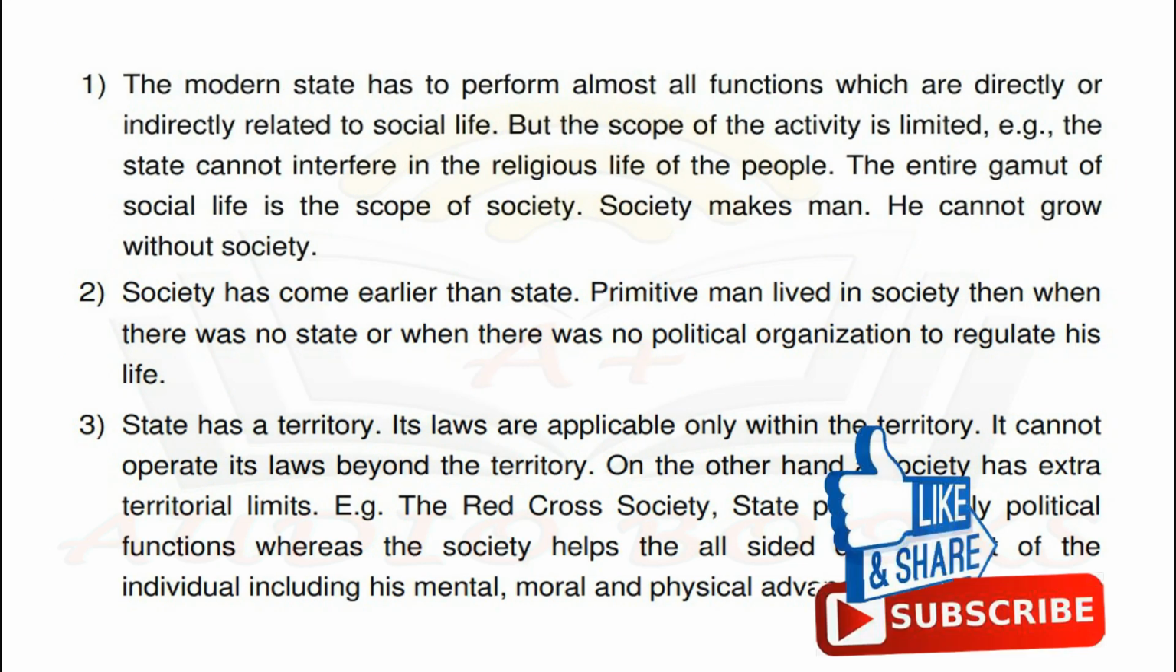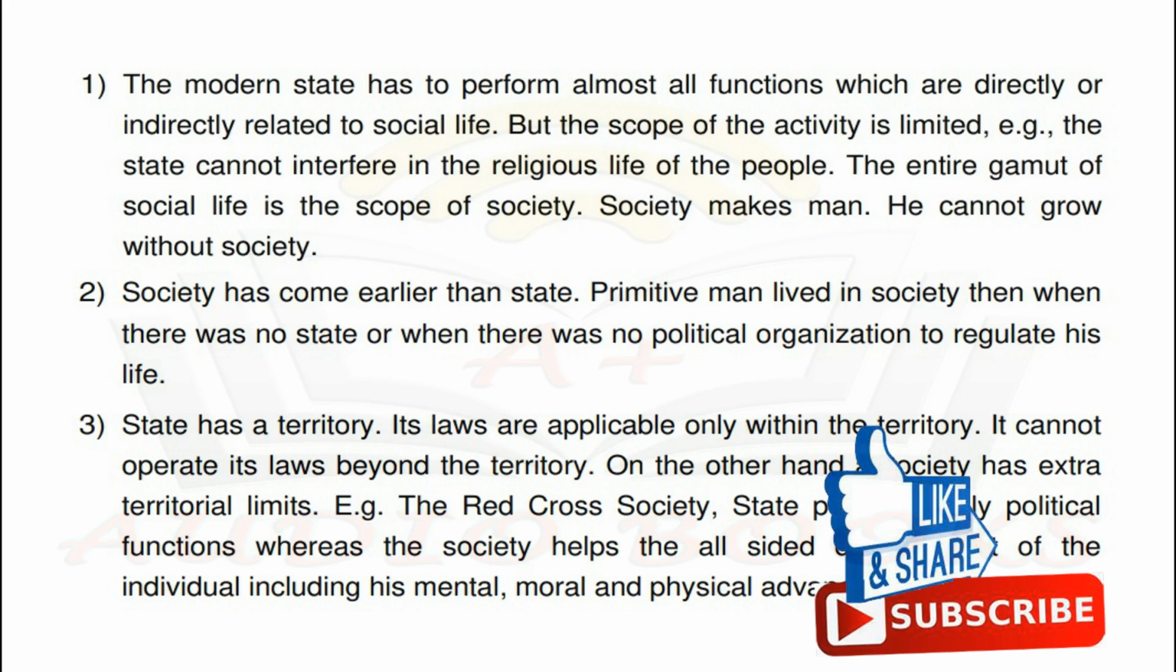1. The modern state has to perform almost all functions which are directly or indirectly related to social life. But the scope of its activity is limited. For example, the state cannot interfere in the religious life of the people. The entire gamut of social life is the scope of society. Society makes man. He cannot grow without society.